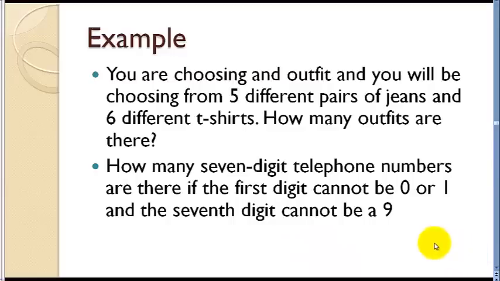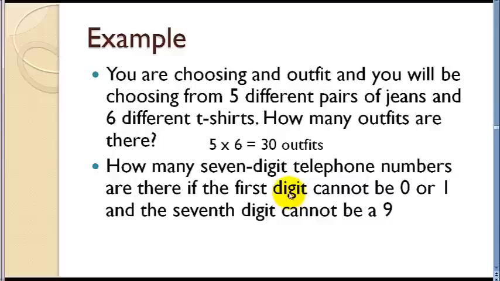So we'll look at a couple examples here. You're choosing an outfit to wear. That should be an outfit, sorry. And you've got 5 different pairs of jeans and 6 different t-shirts. How many outfits can you make? Well, we can choose from 5 pairs of jeans and 6 different shirts, so 5 times 6 is 30.